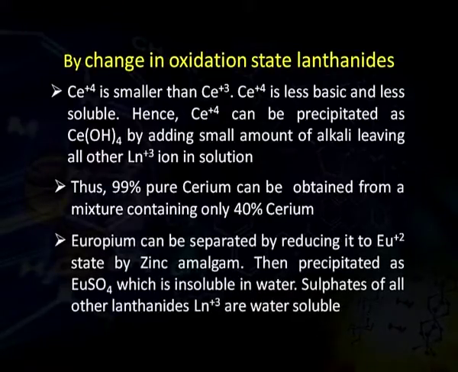Europium can be separated by reducing it. It is the reverse of the previous process. Here it is going to get reduced. The europium can be separated by reducing it to the +2 state by zinc amalgam. Amalgam means the alloy of zinc in presence of mercury. It is then precipitated as europium sulphate, which is insoluble in water. The sulfates of all other lanthanides in +3 state are water soluble. So, due to difference in the solubility, it can be easily separated.